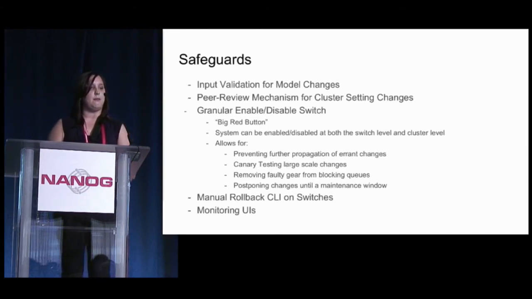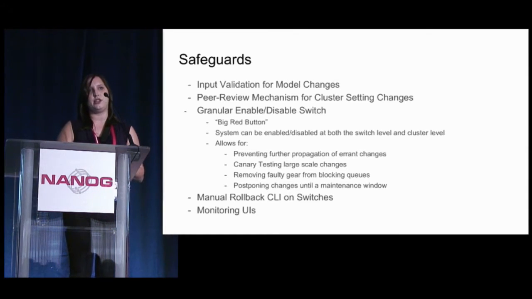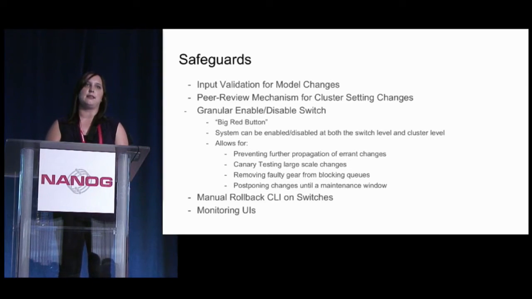We can also use this for postponing changes until a maintenance window. If we had an engineer that wanted to make the change in the model ahead of time, and then just simply flip the switch when their CMR starts, that's an option. Another layer we have is a CLI on the switches that allows us to perform both rollback and shutdown of the system in case our model becomes unavailable for our engineers to access or something goes wrong there. They can still disable it at the switch level. And then, of course, we have our monitoring. I think that's pretty crucial here. We need to watch how our changes propagate through the network and alert if things don't behave as expected.